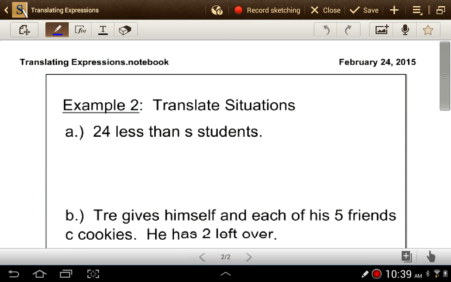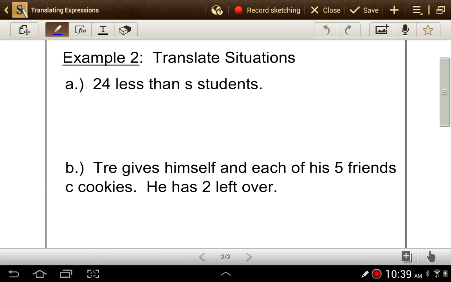Right, in example 2, translating situations. Now I'm just giving you situations. The first example is pretty straightforward, and then the second example is a little more of a word problem. All you're going to do is write these as mathematical expressions. So, 24 less than S students. Now this one's key. Less than is a very interesting phrase.